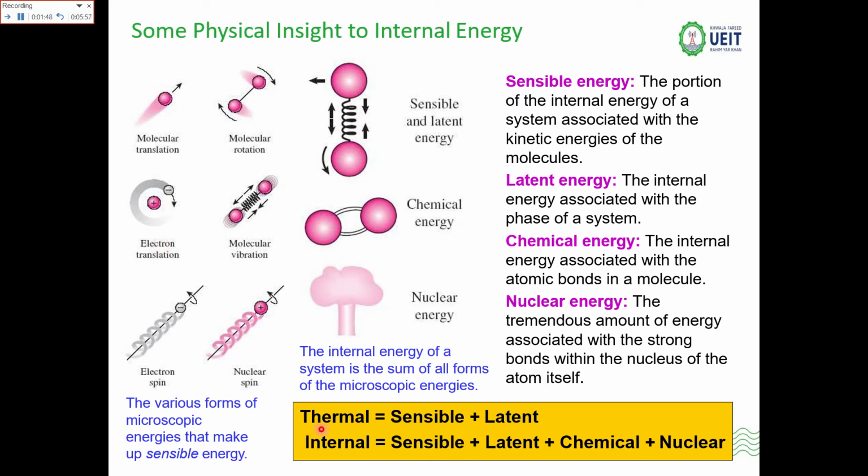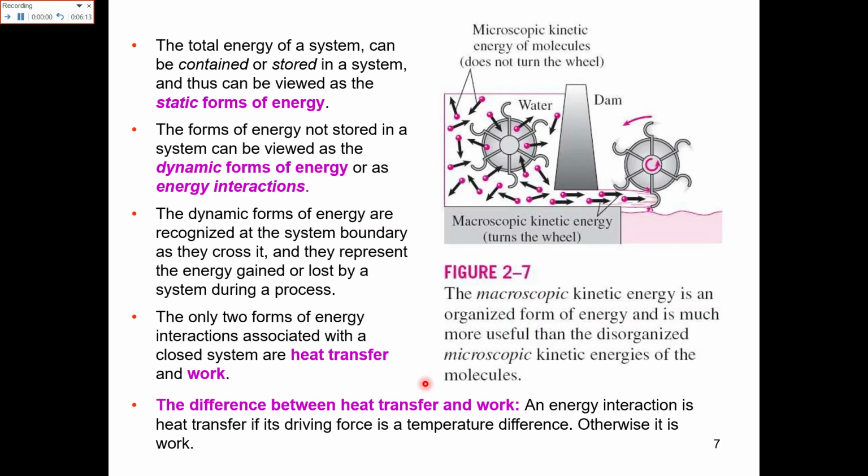Now thermal energy is equal to the sensible energy plus latent energy, and the internal energy is equal to sensible plus latent plus nuclear and chemical energy. The total energy of a system can be contained or stored in a system, thus can be viewed as the static form of the energy.